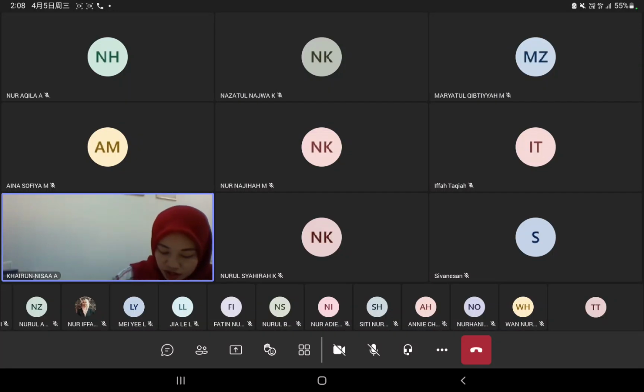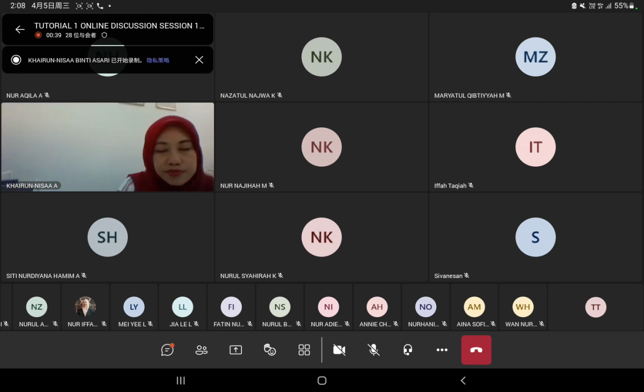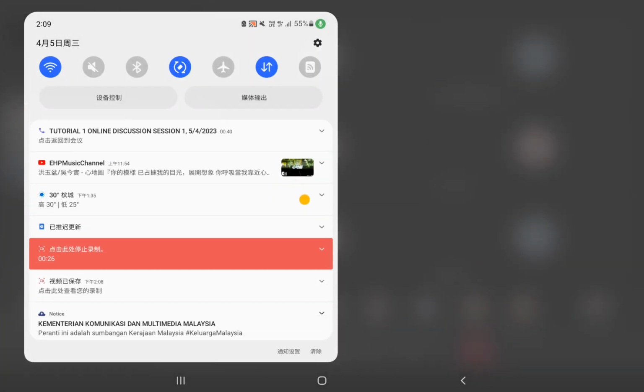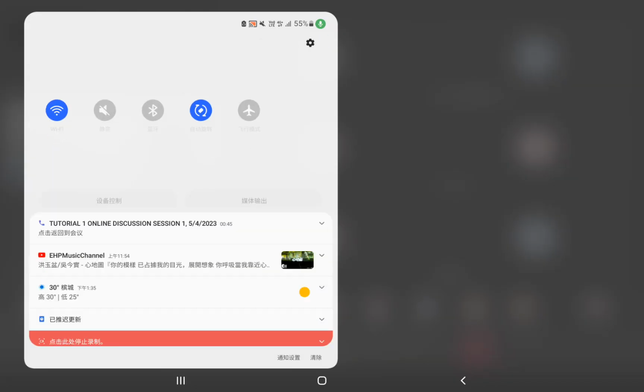Group members are here: Aina Sophia, Annie Chong Hui Hing, Nurul Alia's group, Nur Ani Sophia's group, and Nurul Shahira's group. You all here? Yes, madam. Okay, so I will start recording now. Okay, recording in a moment. Okay, recording started.